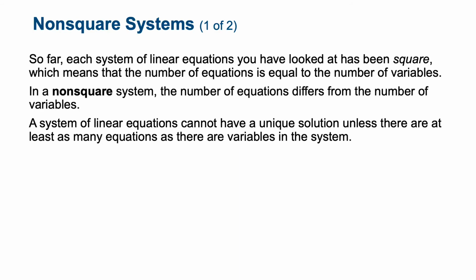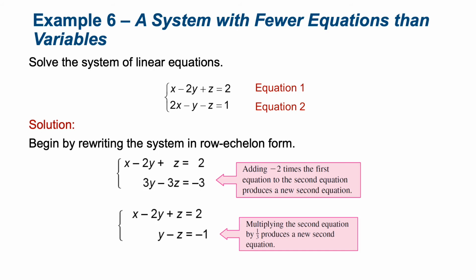Non-square systems. So far, each system of linear equations that we've looked at has been square. What does that mean? That means that the number of equations is equal to the number of variables. So, for example, 2 equations, 2 variables, or 3 equations, 3 variables. And in a non-square system, the number of equations differs from the number of variables. So what's up with that? What that means is you can't have a unique solution unless there are at least as many equations as there are variables in the system. Let me show you what would happen.